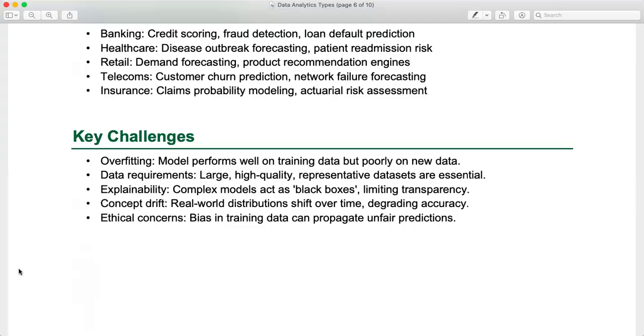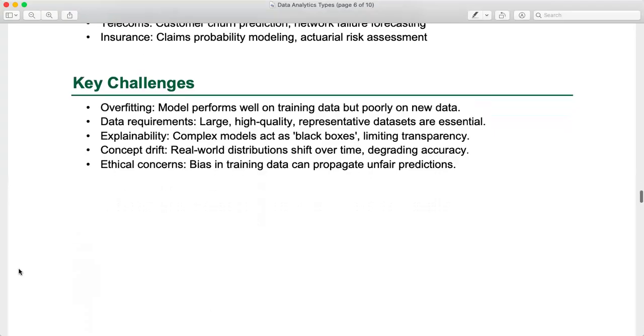Then there is concept drift. That means real world distributions shift over time, so our accuracy degrades. Then there are ethical concerns. That means if we have bias in the training data, it can propagate unfair predictions.